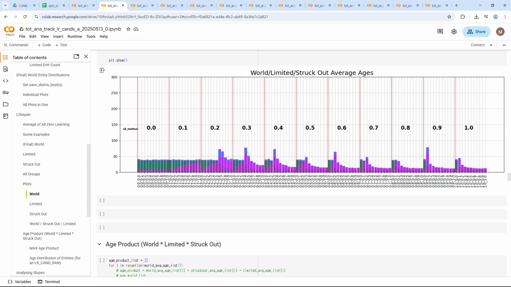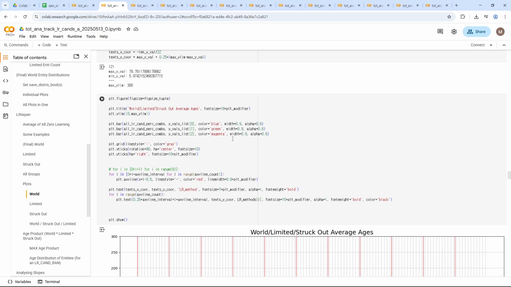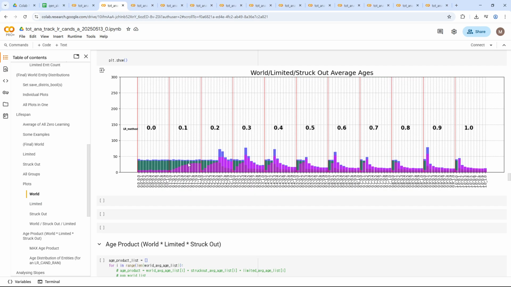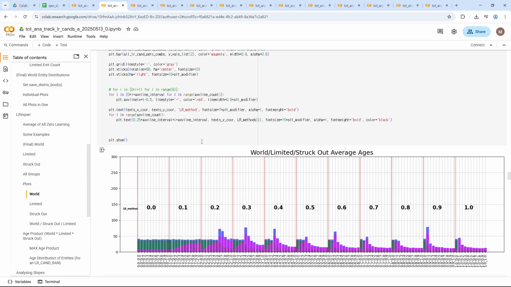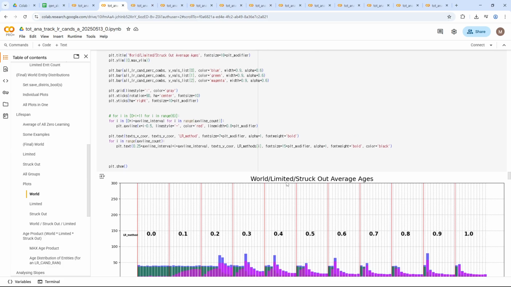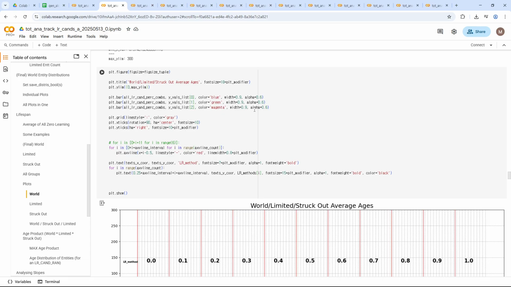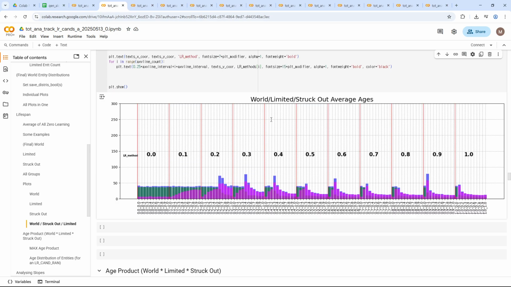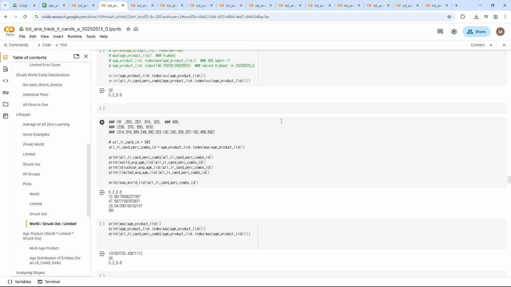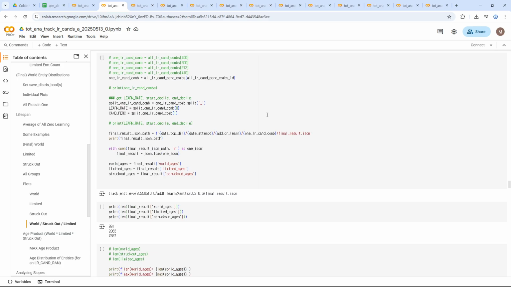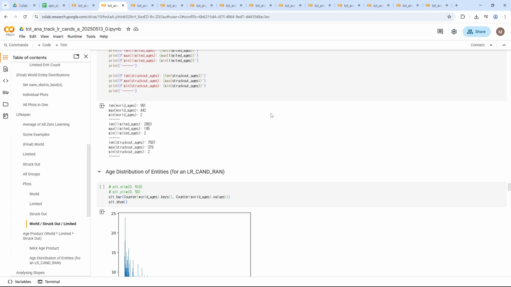So the blue ones are the world, the green ones are the limited, and the magenta ones are, well, it looks purple, but I set it to magenta, but the alpha is set to 0.6 so that they show. The magenta are the struck out ones. This is what it looks like. This is just a fun thing that I did. I don't think it's worth mentioning.